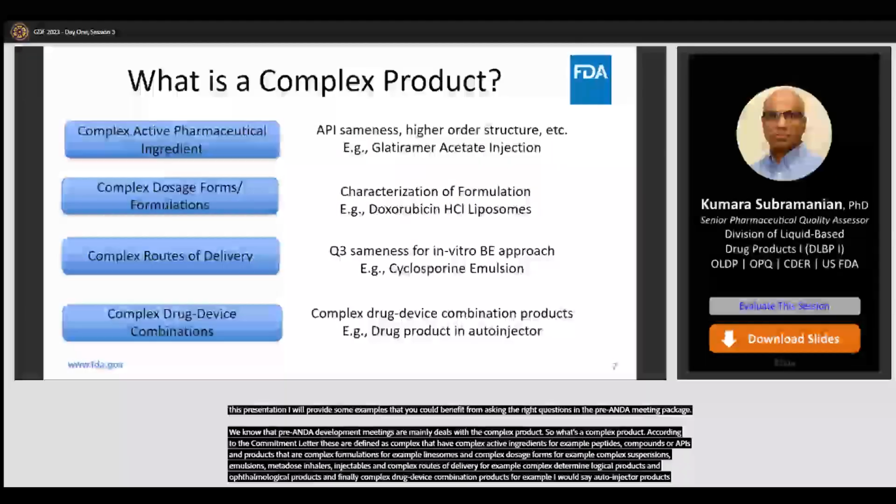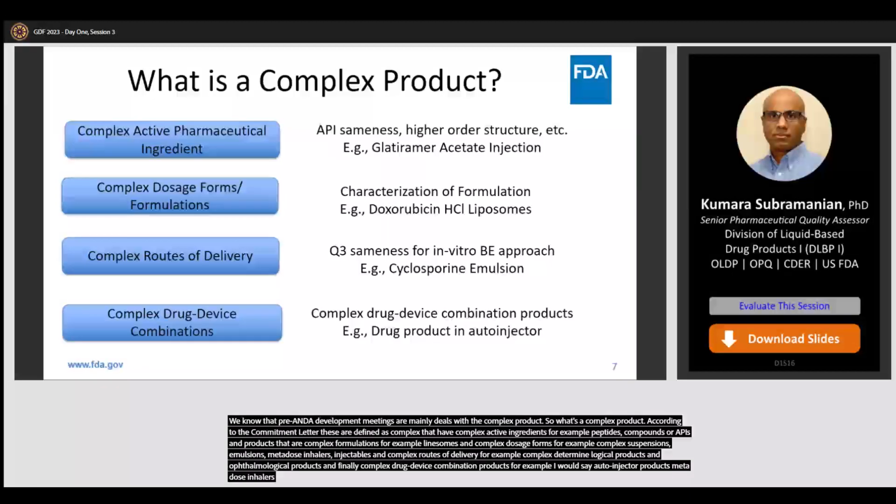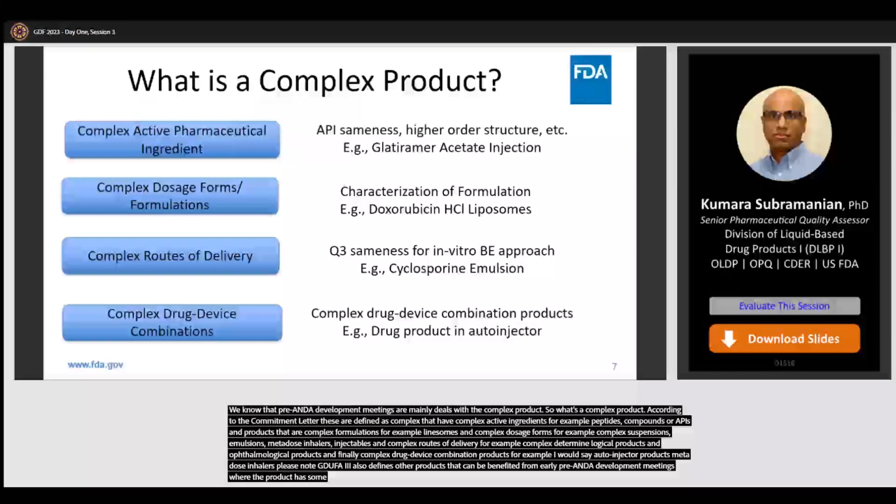Please note, GDUFA III also defines other products that can benefit from an early pre-ANDA development meeting, where the product has some complexity or uncertainty concerning the approval pathway, or you need the agency's input on taking an alternate possible pathway.